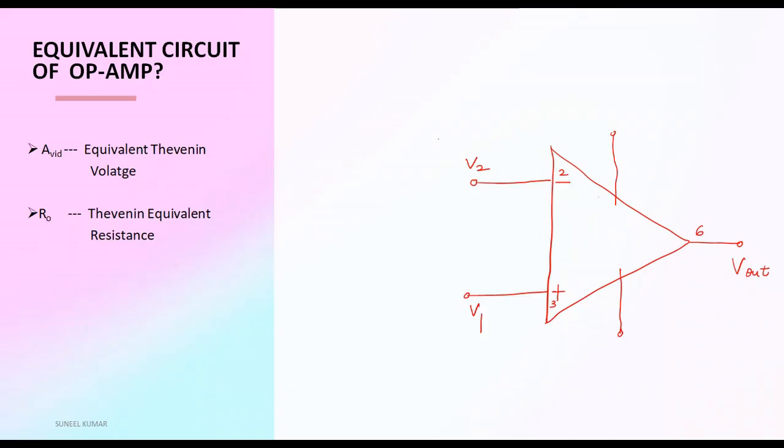This is pin 7, that is plus VCC. This is pin 4, the supply voltage is minus VCC. So in the previous class we discussed PSRR. If we make any changes in this power supply, that should not be reflected in the output.